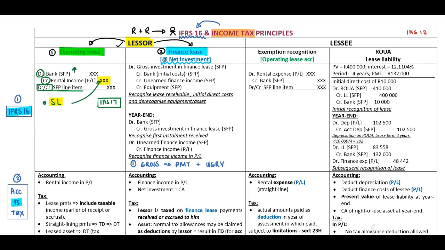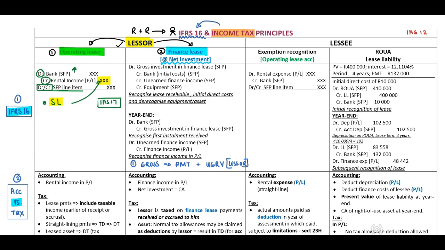Now, remember, I'm not going to go into detail in terms of our measurement, okay? Therefore, basics, this will be your lease payments receivable by the lessor under the finance lease plus your unguaranteed residual value that will accrue to your lessor. Remember, we're busy with our lessor.